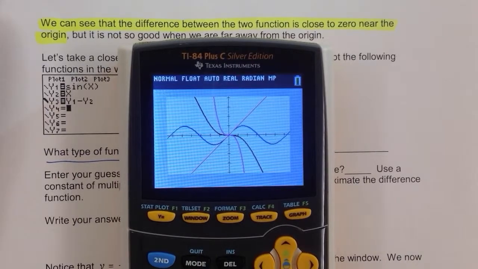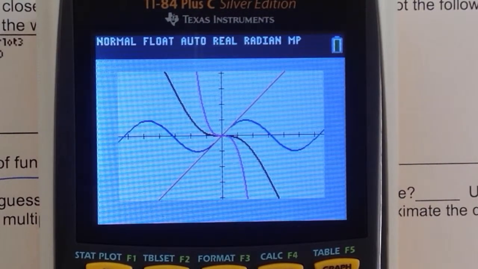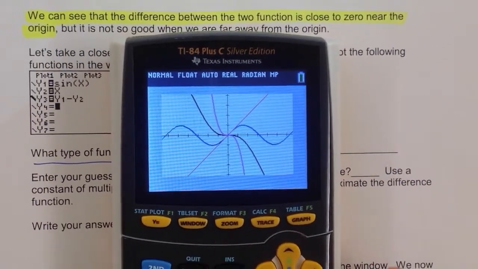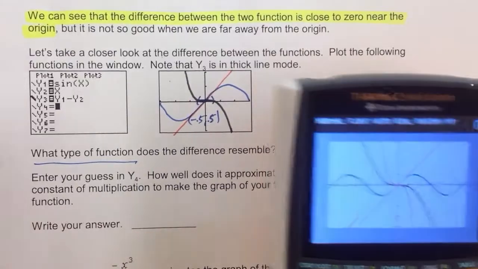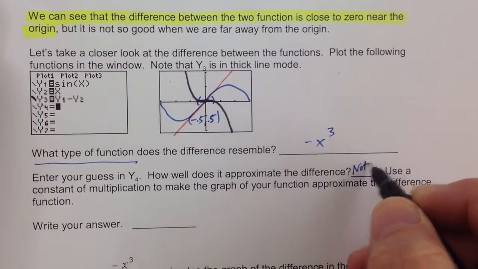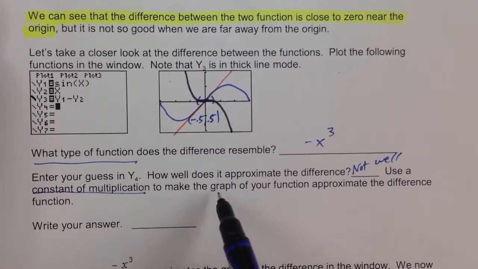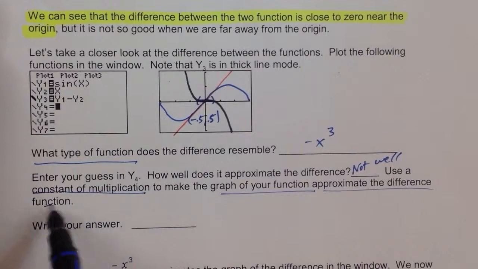So I just graphed my negative x cubed, but we can see the negative x cubed has the same shape, but we need to add in a constant. If we look down the page a little bit, how well does it approximate the difference? Not well.